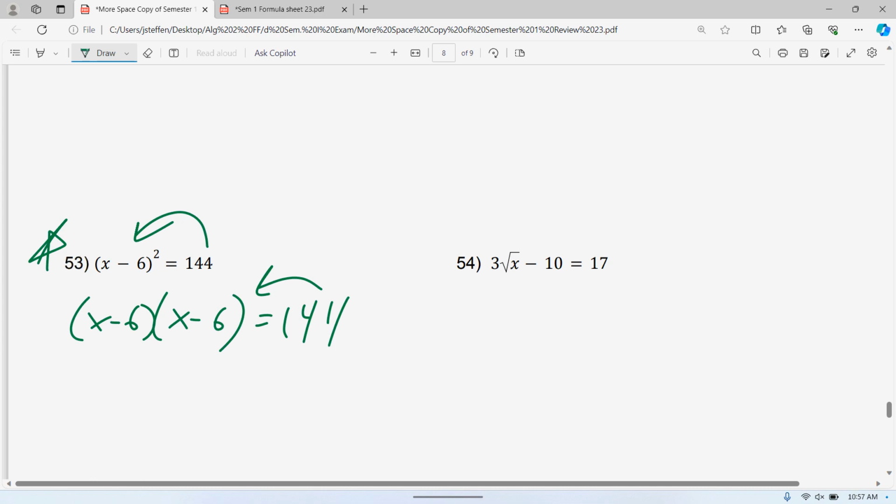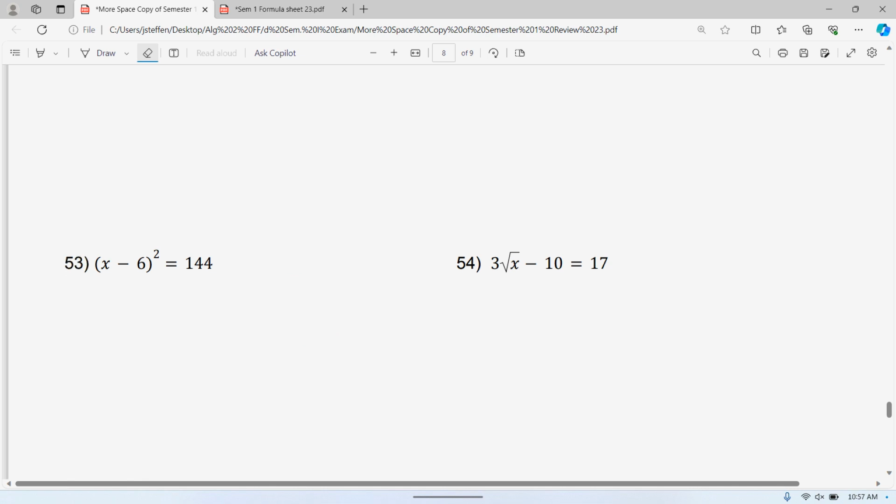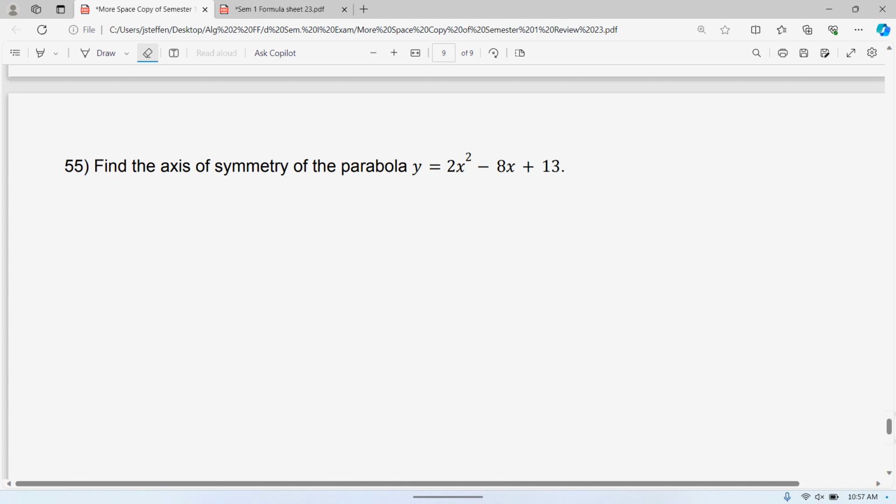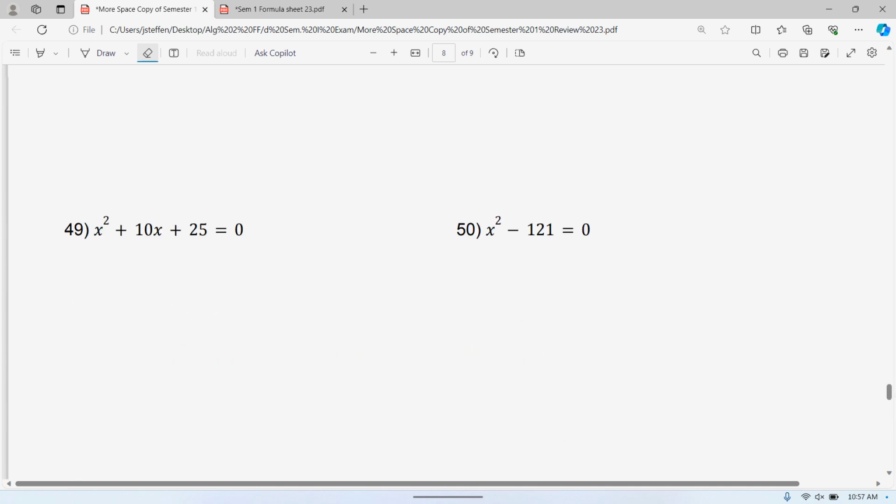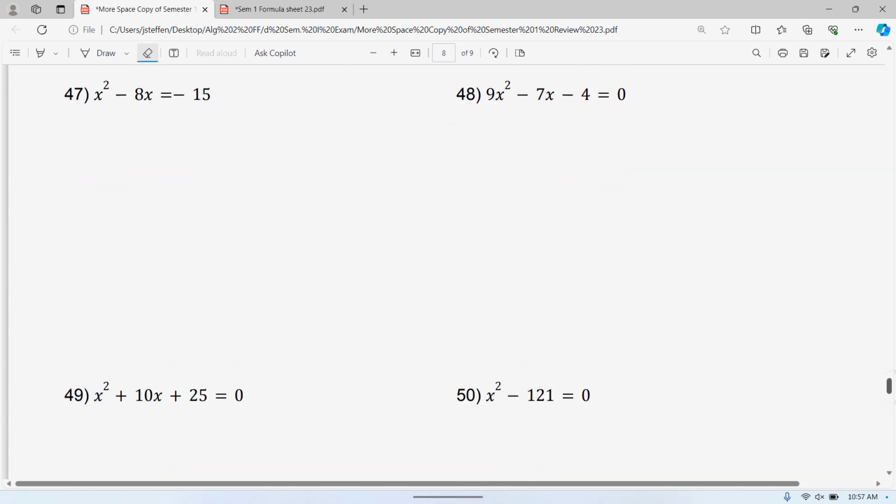So if you want to do it, you can. I would highly recommend doing it that way. And this one, you cannot use a quadratic formula because it's not a quadratic. It's got a square root, not an exponent. So those are really the only ones that are solving problems that I would say you definitely have to make sure. I would not use a quadratic formula for those.